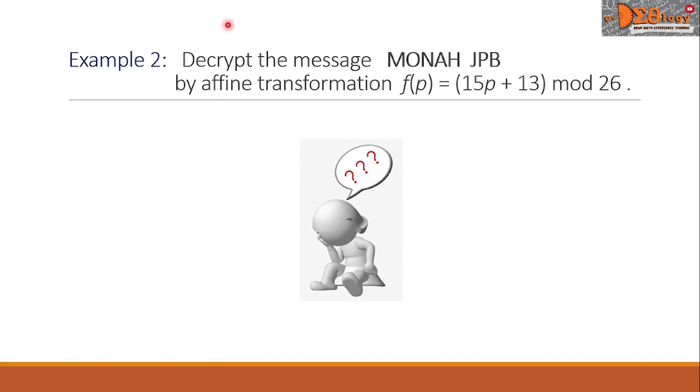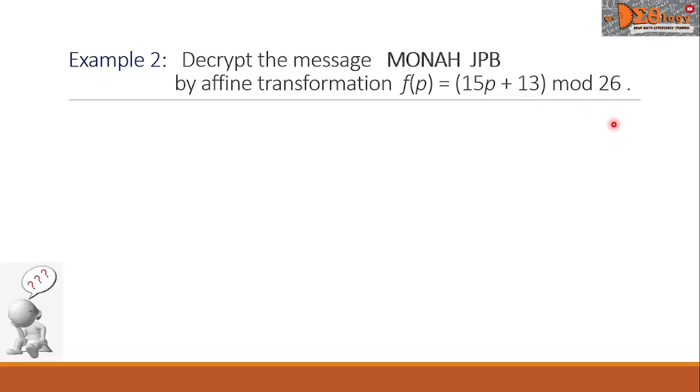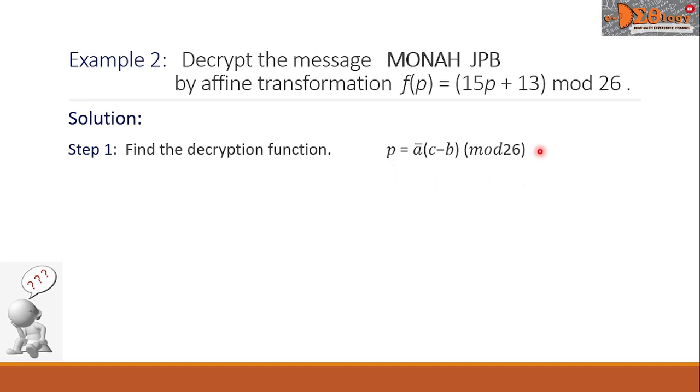Example 2. Decrypt the message MONAH JPB by affine transformation f(p) = (15p + 13) mod 26. The step 1 here is to find the decryption function. Here is our function that we derived a while ago. So this is p = a bar times (c minus b) mod 26.